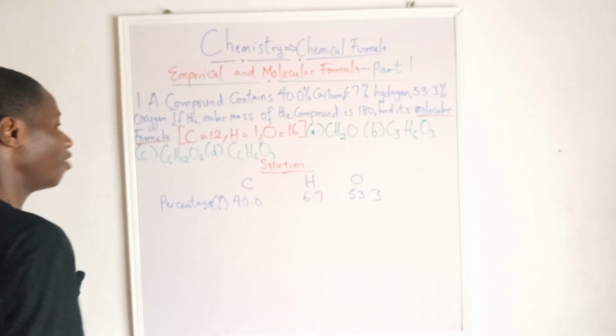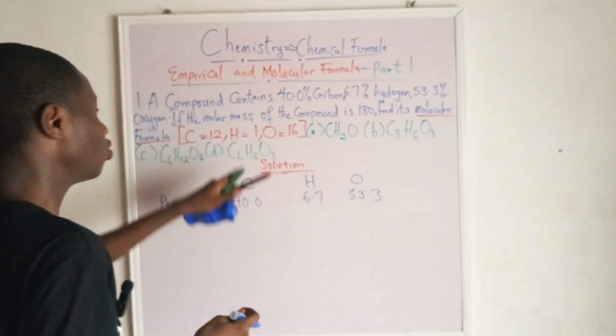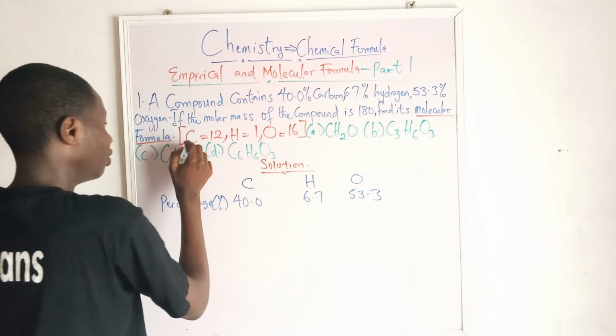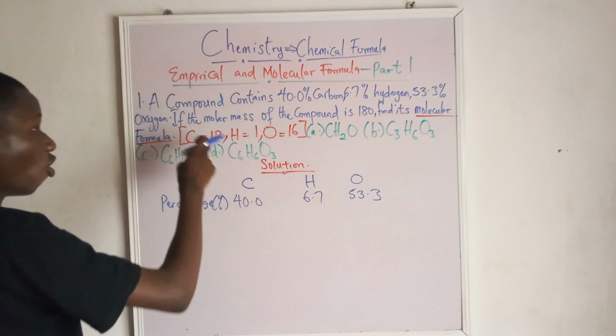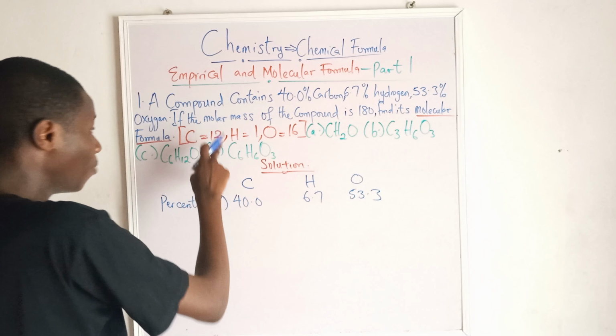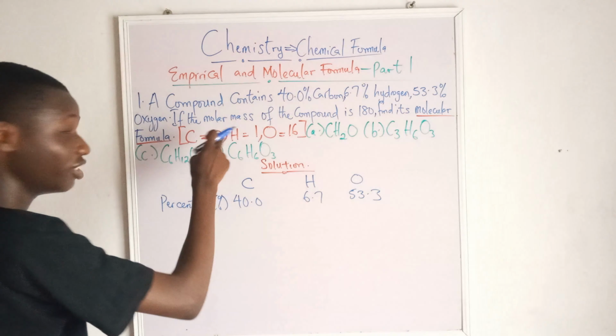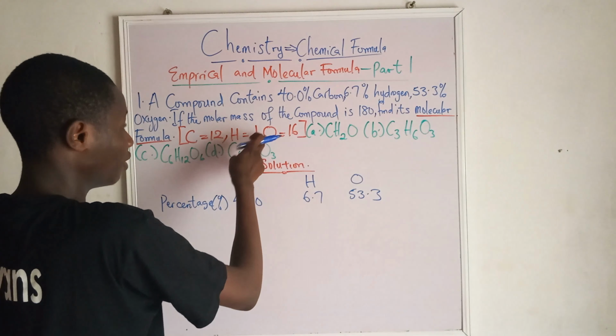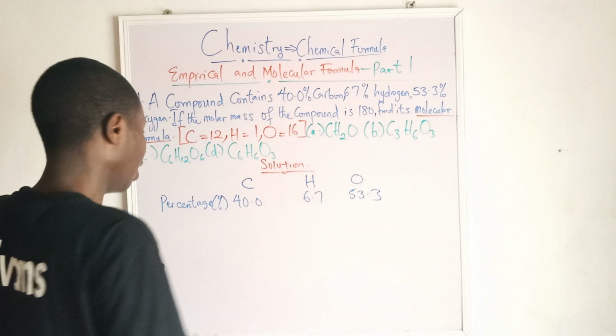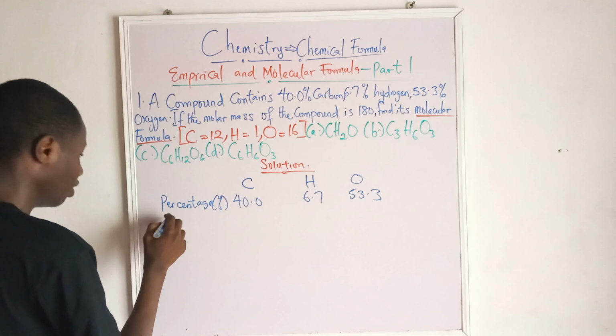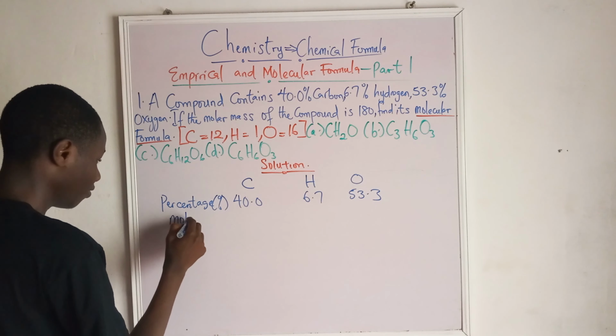Now the next thing you are going to do is write the molar mass of each element. The molar mass of carbon is 12. The molar mass of hydrogen is 1. The molar mass of oxygen is 16. Do you understand? Now, the next thing you are writing is what? The molar mass of each of the elements.